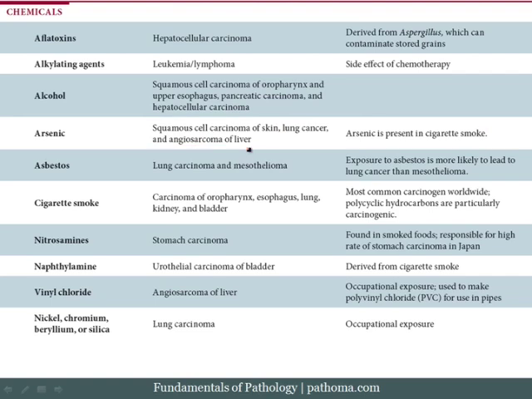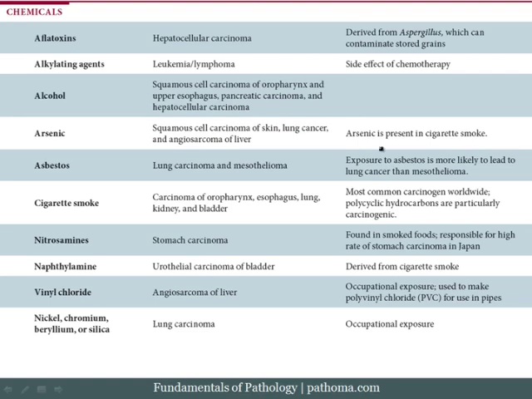Asbestos, we're all well aware of. What's important to know is that asbestos increases the risk for both lung cancer and mesothelioma. Remember that mesothelioma is a cancer that arises from the mesothelial cells of the pleura. And asbestos increases the risk for both lung cancer and mesothelioma.